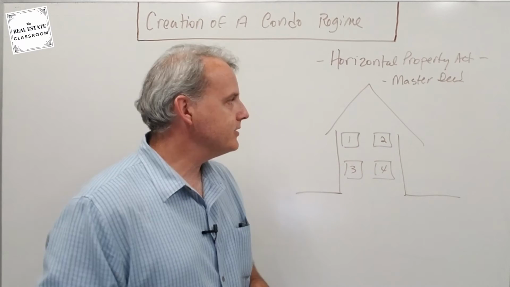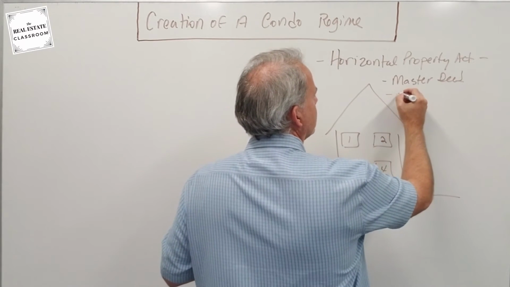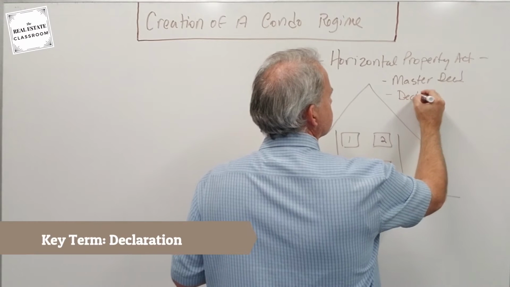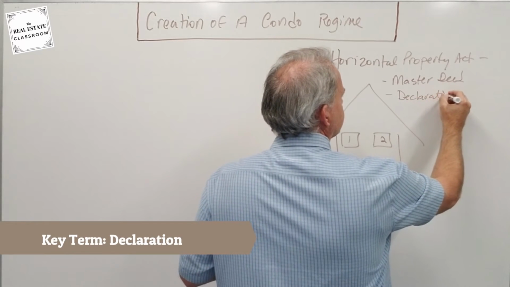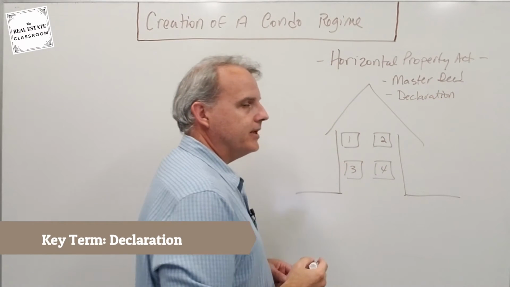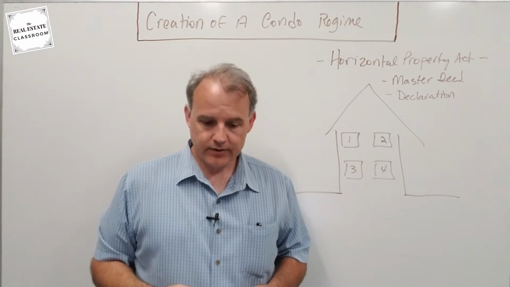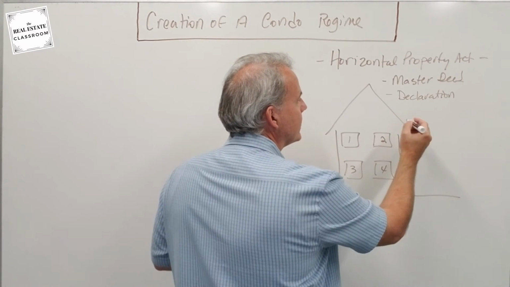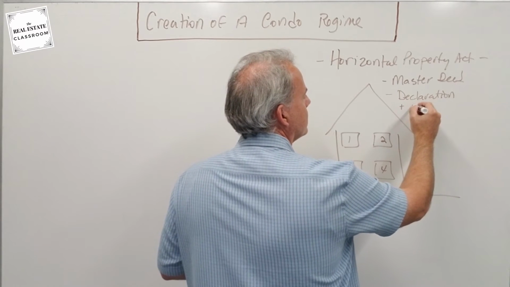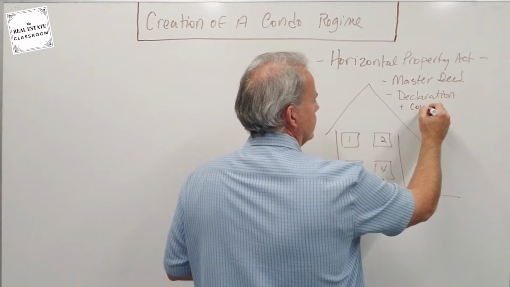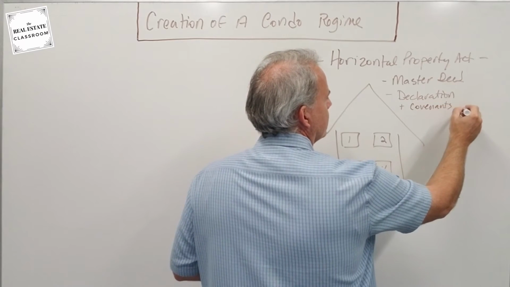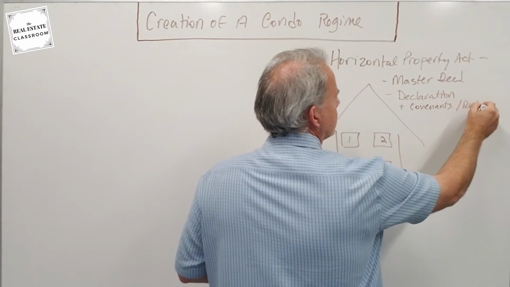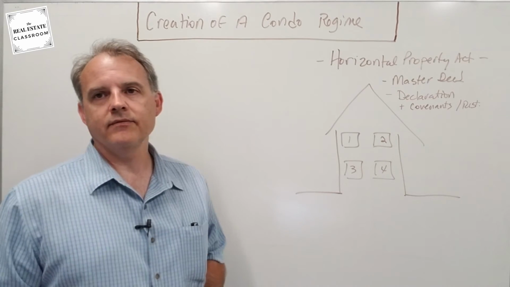Now, along with that master deed, I'm going to file a document called the declaration. The declaration is an important document because it does several things. The first thing that it does is it declares, if you will, the covenants, if there are any, which there are going to be. The covenants and the restrictions are the restrictions of use, if you will.